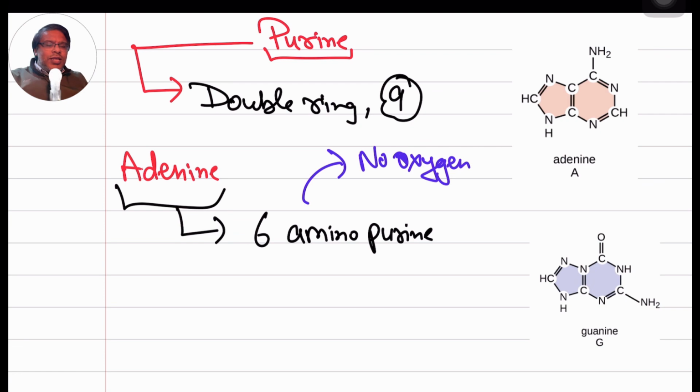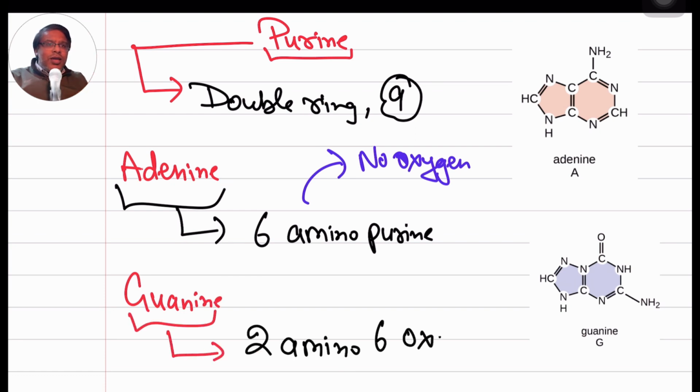Now if you see the structure of guanine, here also you are going to see the double ring. You can remember the structure of guanine if you remember it as 2-amino-6-oxopurine. So at the second position, you are going to have an amino group. At the 6th position, you are going to have the oxo group. So 2-amino-6-oxopurine is guanine, 6-aminopurine is adenine.